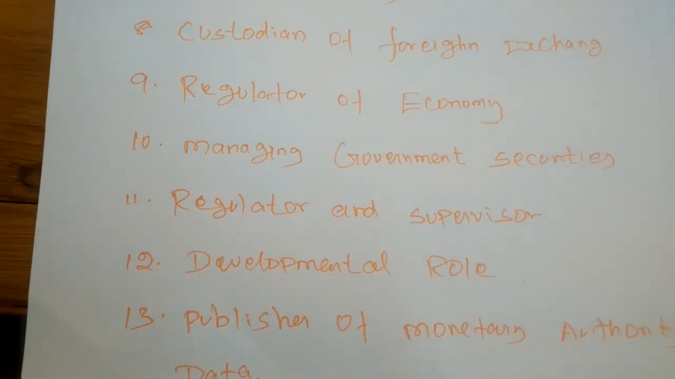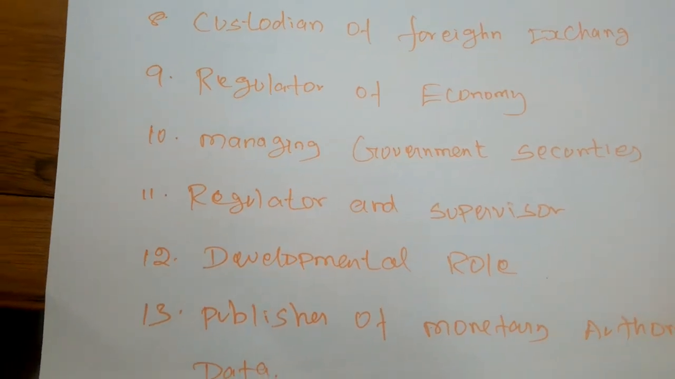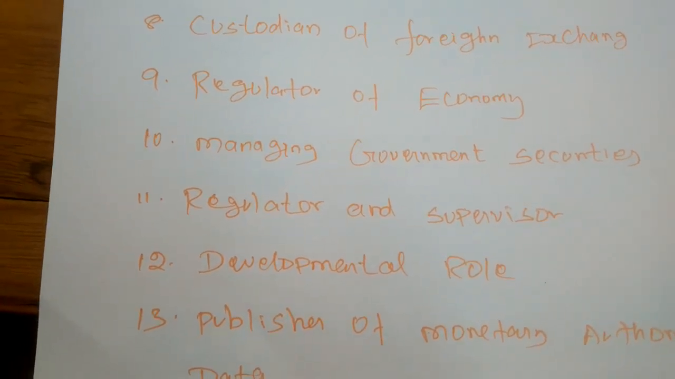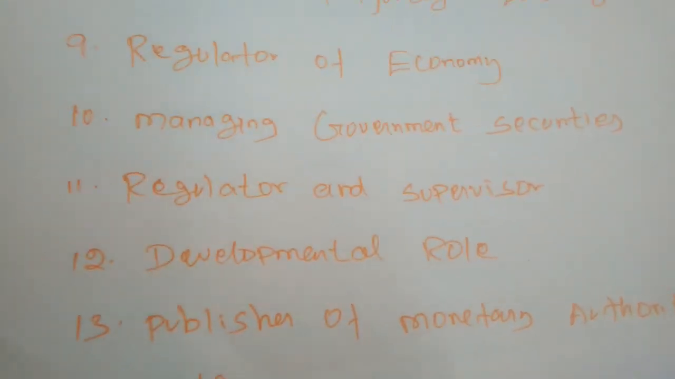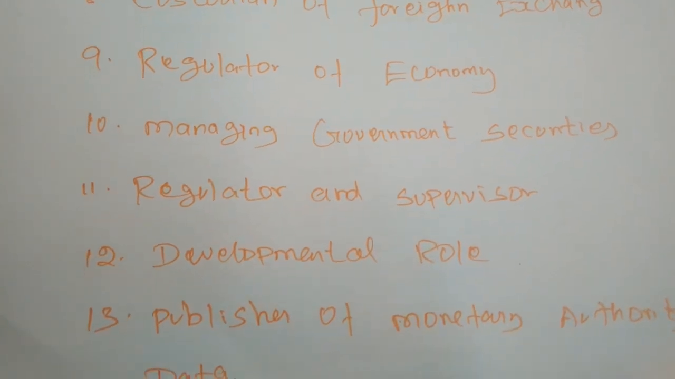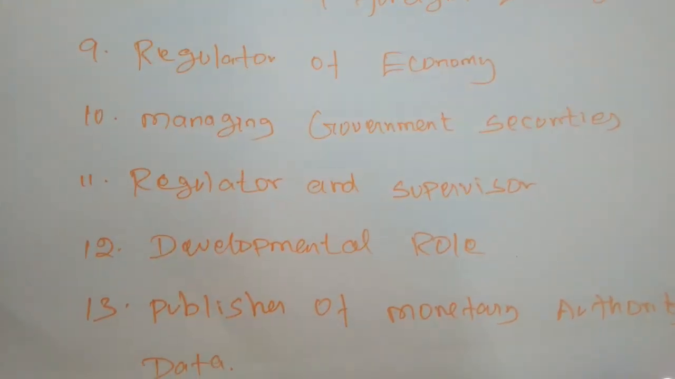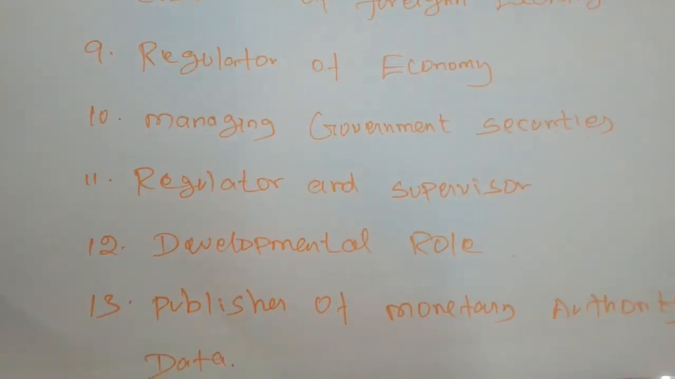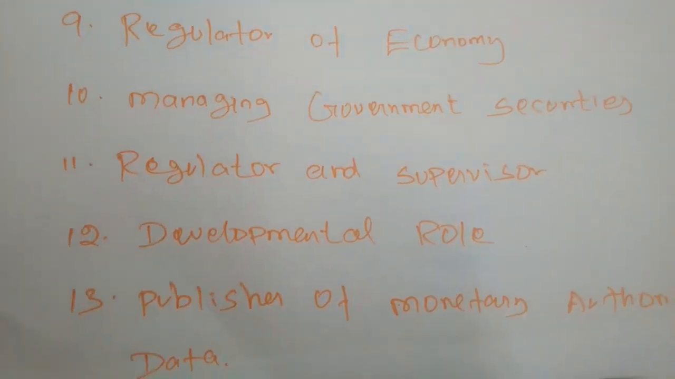Next, regulator and supervisor of the economy. The Reserve Bank of India only controls the money supply in the system, and monitors different key indicators like GDP, inflation, etc. In whichever method the nation or the government wants to maintain or regulate the economy, everything will be regulated by the Reserve Bank of India only.